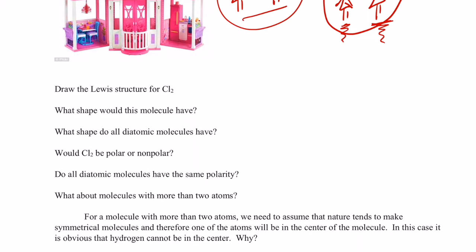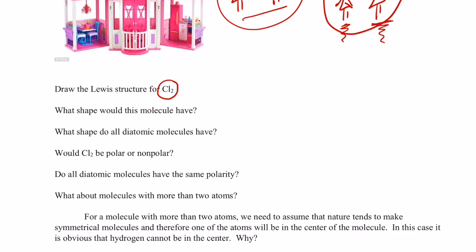And let's go back to drawing some Lewis structures, kiddos. We're going to be doing a lot of this in the next couple of videos, and you are going to get pretty good at it. In fact, it might be one of the more fun things you do all year. Let's draw the Lewis structure for chlorine gas, Cl2.